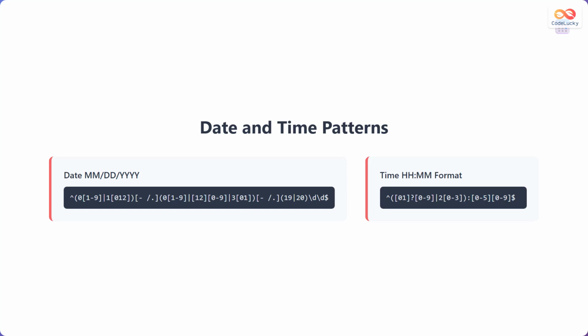The pattern is as follows: caret symbol, open parenthesis, 0, open square bracket, 1 to 9, close square bracket, pipe symbol, 1, open square bracket, 0, 1, 2, close square bracket, close parenthesis, open square bracket, hyphen, space, forward slash, backslash, dot, close square bracket, open parenthesis, 0, open square bracket, 1 to 9, close square bracket, pipe symbol, 1, 2, open square bracket, 0 to 9, close square bracket, pipe symbol, 3, open square bracket, 0, 1, close square bracket, close parenthesis, open square bracket, hyphen, space, forward slash, backslash, dot, close square bracket, open parenthesis, 1, 9, pipe symbol, 2, 0, close parenthesis, backslash, lowercase d, backslash, lowercase d, dollar symbol.